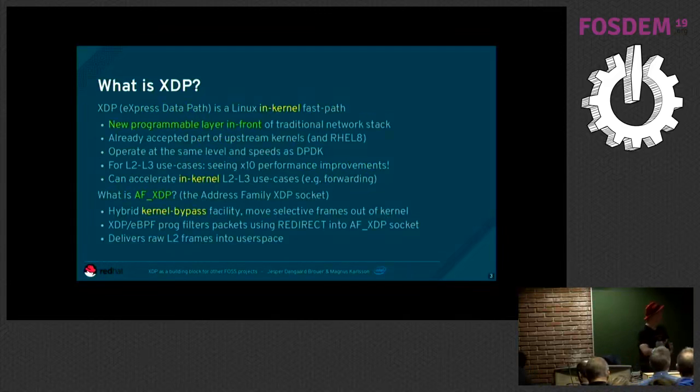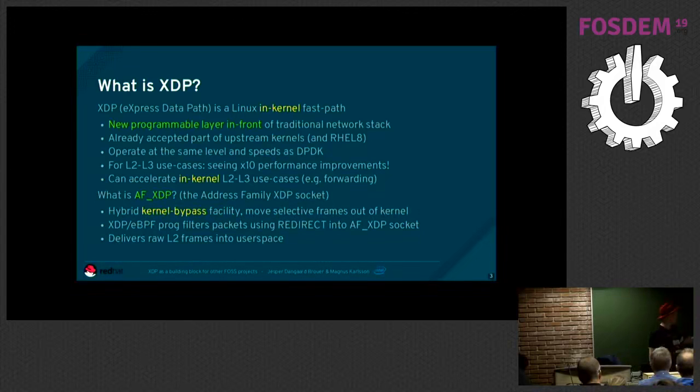A little more detail on what XDP is: an in-kernel fast path, a programmable layer in front of the traditional network stack. It's already part of the upstream kernels, and also RHEL 8, and it operates at the same speed and level as DPDK does, and we are seeing these 10x performance improvements. One of the points of being in-kernel is that we can accelerate certain use cases inside the kernel, for example, forwarding. I'll get into more details about that.